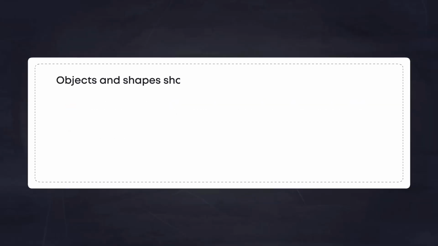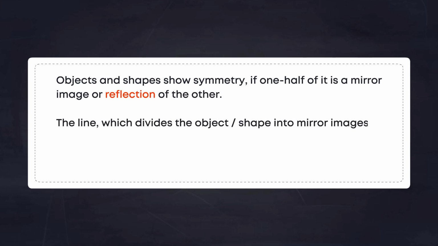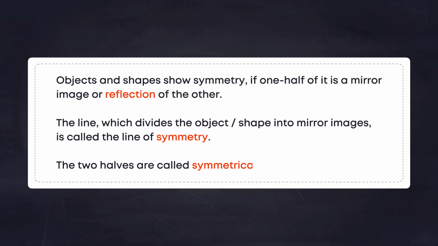Objects and shapes show symmetry if one half of it is a mirror image or reflection of the other. The line, which divides the object shape into mirror images, is called the line of symmetry. The two halves are called symmetrical halves. Some objects' shapes have more than one line of symmetry.